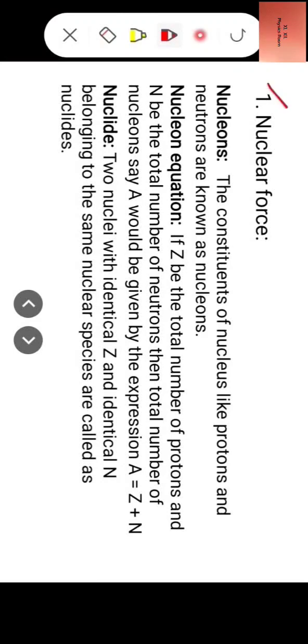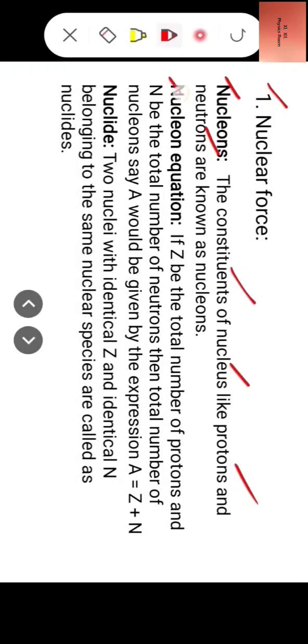Now we take up the first topic, nuclear force. In order to understand this topic, we are to learn about some preliminary terms and their definitions. So let us take up one by one. First, we take up nucleons. Now what are nucleons? The constituents of nucleus, like protons and neutrons, are known as nucleons.